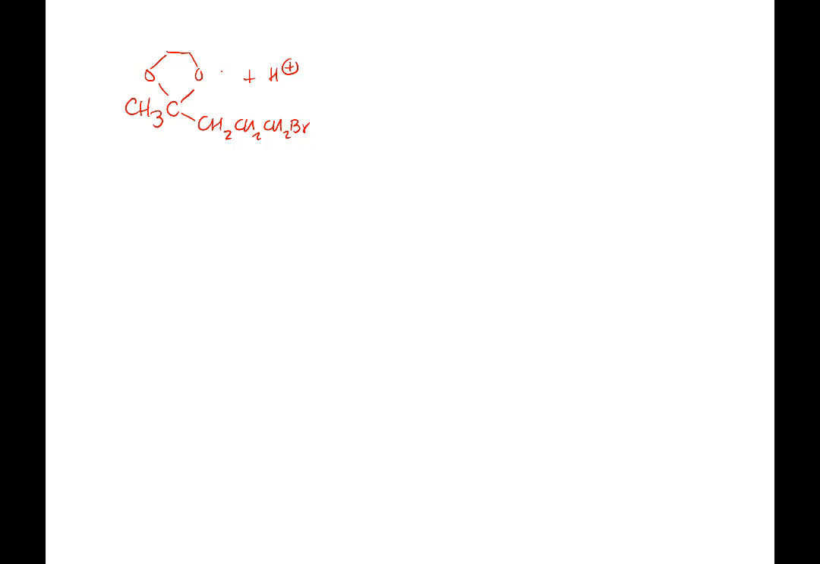So if I now add acid to this, what happens? I'm going to protonate one of these oxygens. Right? So I'm going to end up with my oxonium ion. And I'm just going to write that so I don't have to write the entire chain. And now what happens? Now this pair of electrons goes to the oxygen. The first one comes off.